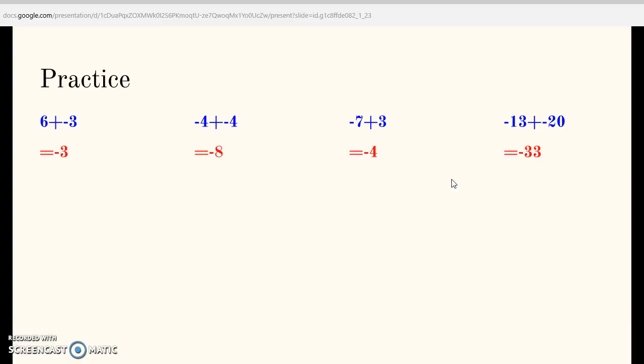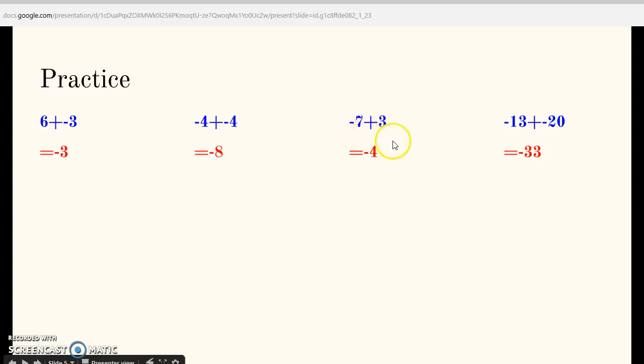Here are our answers. So number 1, 6 plus -3. Again, they have different signs, so we can go 6 minus 3 is 3. Sorry, the first one, I think I did it wrong. So 6 plus -3 would be 3. Ignore that negative sign. -4 plus -4, the signs are the same. We're going to add and keep the sign, so we have -8.